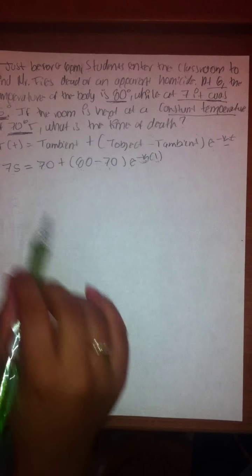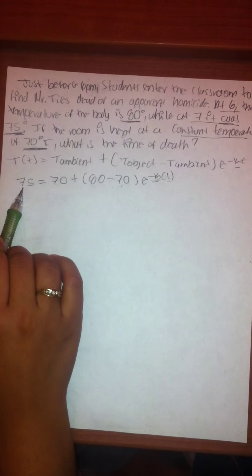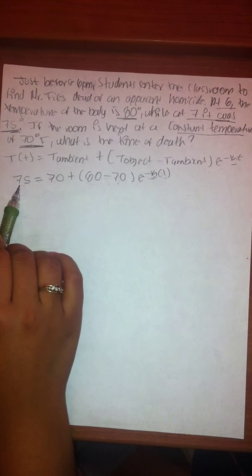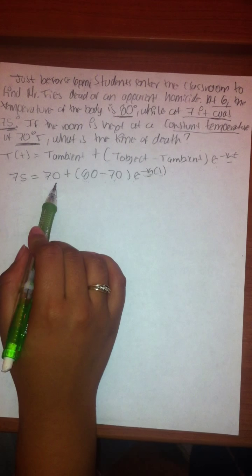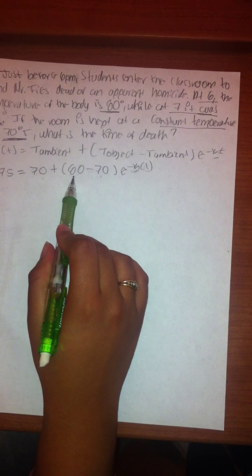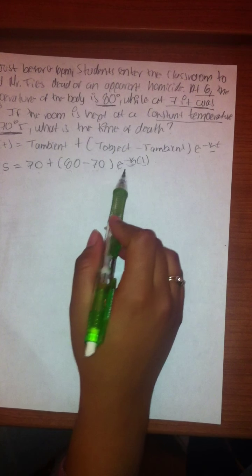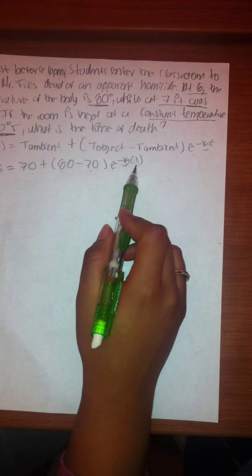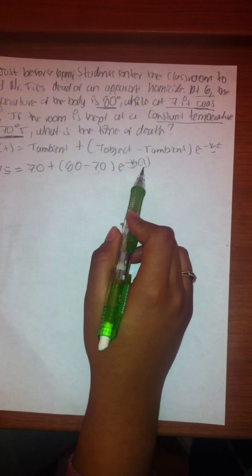So far I already plugged in my numbers for my equation. I have 75 because that was the temperature taken at 7. 70 was the constant temperature of the room, 80 was the temperature at 6, and 70 was the constant temperature, and e to the negative k times 1, because of the time after the body was found.